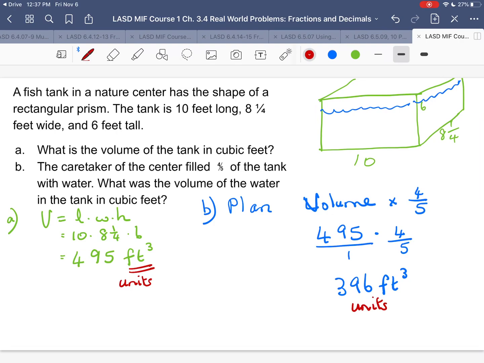So I want to point out a few things. I drew a model, I wrote my formula, I made sure I put in my units, and I made a plan. And finally, I'm going to look and see, does my answer look reasonable? Have I got a smaller volume when it's only 4/5 full? And yes, I do. So that seems reasonable.